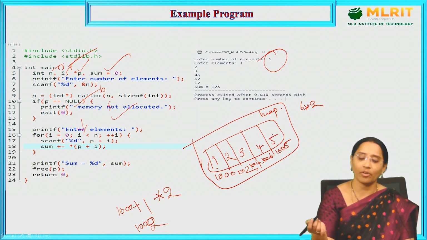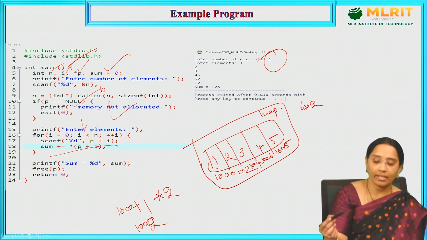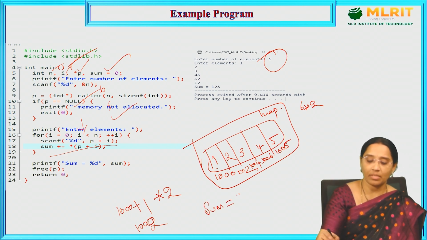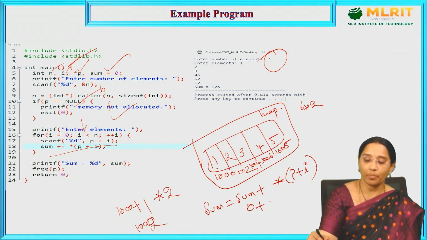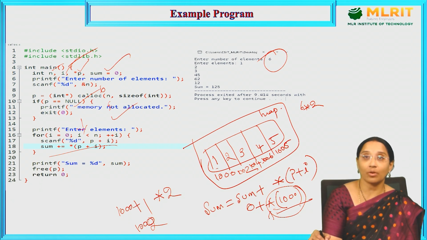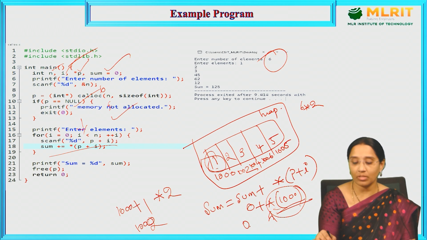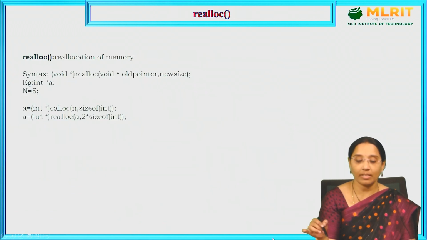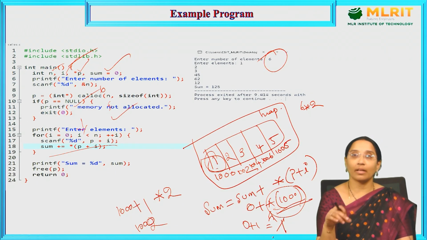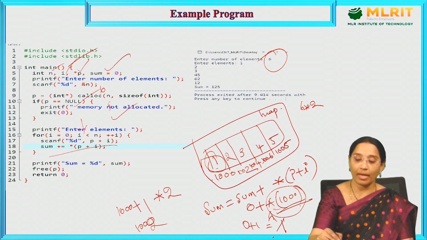So here I have taken only 5 values and we need to calculate the sum. So how will you calculate the sum? Sum is equals to sum plus, so sum value is initialized to 0 plus star of p plus I, 1000 plus 0. Let's consider here star of 1000, star is called the dereference operator. Okay, so the value existing at 1000 location is 1. So 0 plus 1, sum is 1 initially. So likewise it will calculate, and print the sum of array elements.